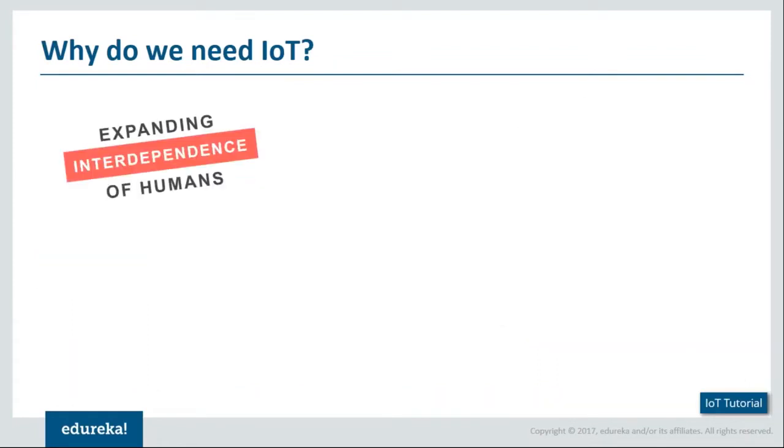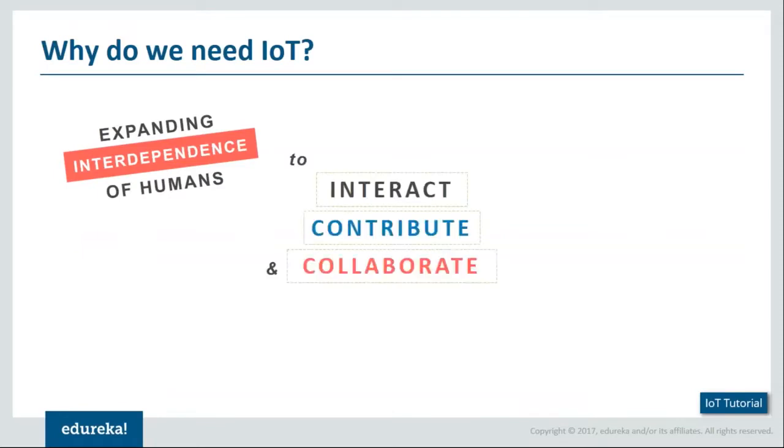Now, Internet of Things is basically expanding the interdependence of humans to interact, contribute, and collaborate with things around us. What do I mean by interdependence of humans? How we depend on each other. Like how I'm explaining this concept to you: if you're not clear, you would reach back to me and request my help. This becomes an interdependence between us. When I'm giving you knowledge and you're not clear, you come back to me. Similarly, tomorrow, if there's something you can do for me, I would reach out to you. So we are all interdependent on each other for something or the other.